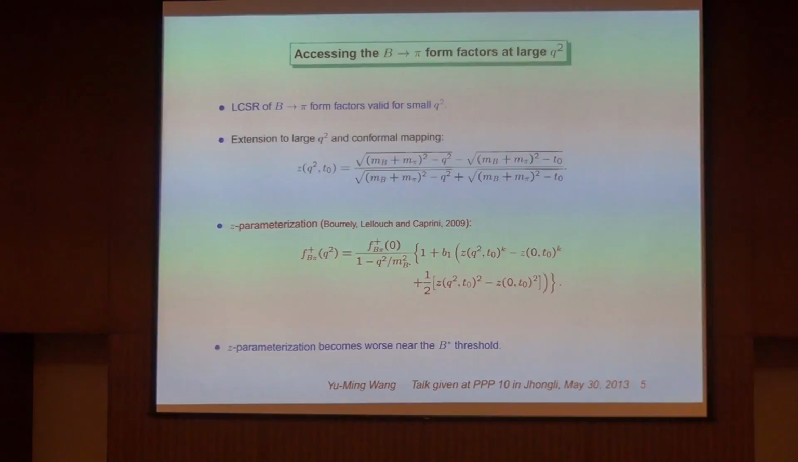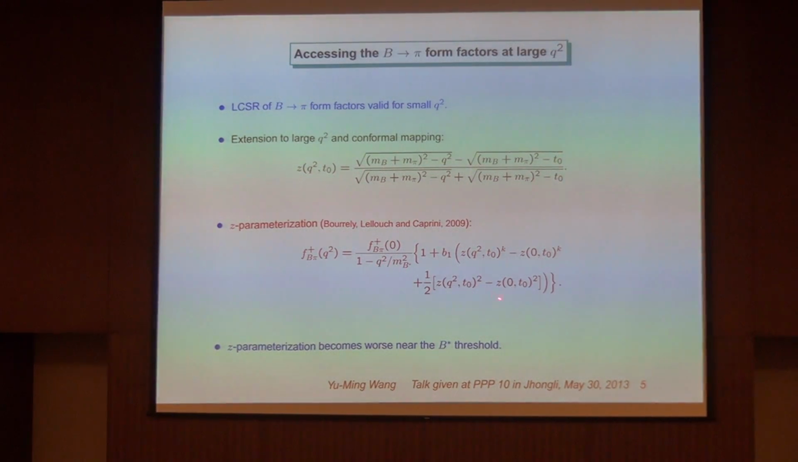And since the sum rule is only valid for the small q-square region in order to show that we have light-cone OPE, in order to extend the form factor to the large q-square regions, we need to parameterize the form factor in a certain way. A less model-dependent way is the so-called z parameterization. The basic idea is that we perform the conformal mapping of the form factor from the q-square plane to the z plane. And here we basically follow this BCL parameterization. We don't include this additional function here, which will change this q-square behavior near this threshold.